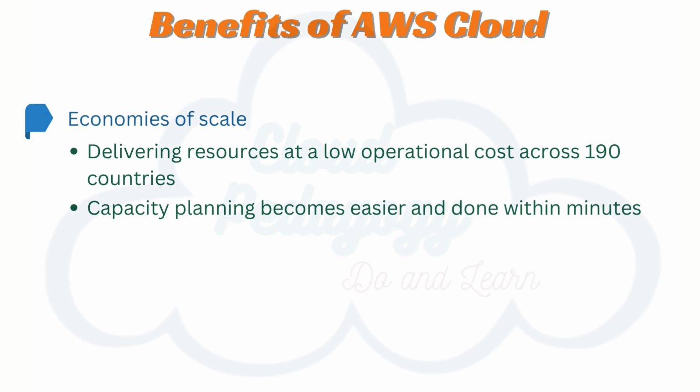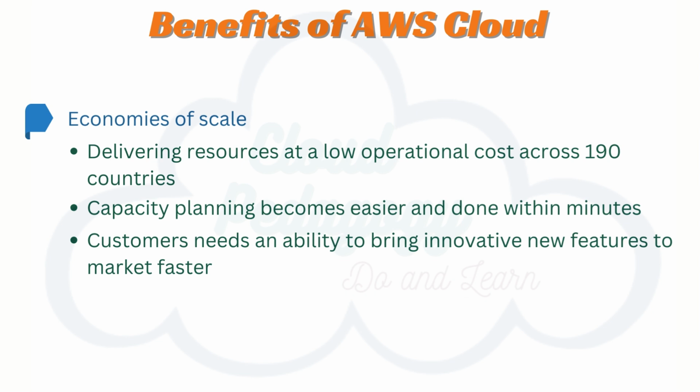When you make a capacity decision prior to deploying an application, you often either end up sitting on expensive idle resources or dealing with limited capacity. With AWS, these problems can go away. You can access as much or as little as you need and scale in and out as required. And that too with just a few minutes' notice.